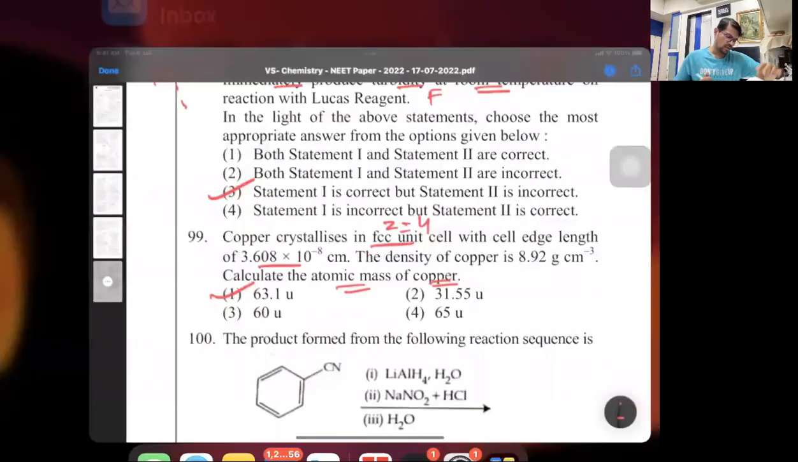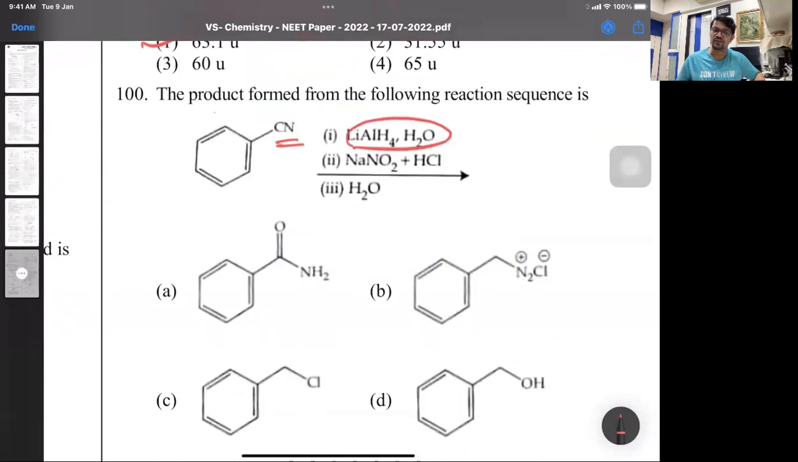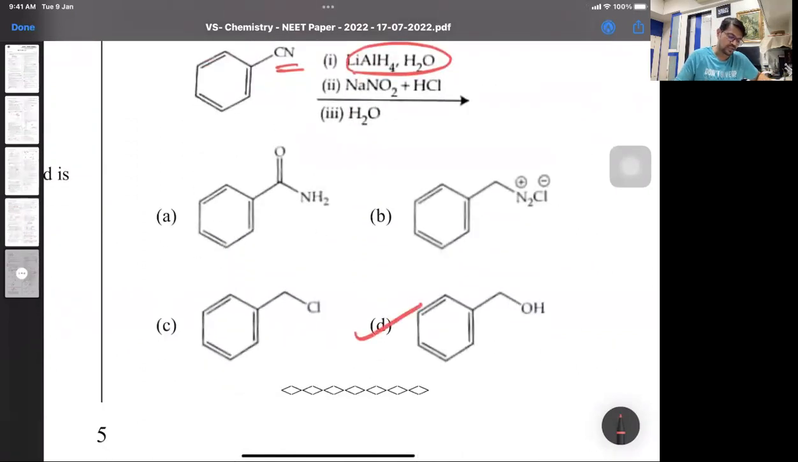Last one, the 100. That's nothing but benzonitrile, first with lithium aluminum hydride and water. So this is similar to what we have as Mendius reduction. Cyanide gets converted to primary amine, where the carbon chain increases by 1. So CN changes to CH2NH2. Then with NaNO2 and HCl, the NH2 gets converted to a diazonium salt. And then with water, the diazonium salt will get converted to its respective OH group. So there is only one option which makes sense, where one carbon is increasing.